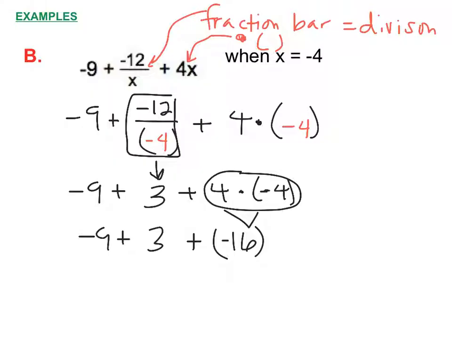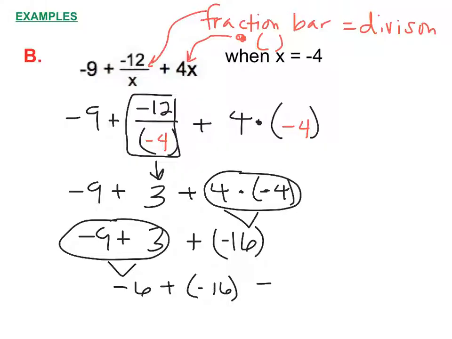And now we can just work from left to right with addition. And negative 6 plus negative 16. We add the two negatives together because we have a hole that's 6 feet deep, and we want to go 16 feet more deep. So we add those together, and we get 22. And because we're going more negative, our answer will be negative.